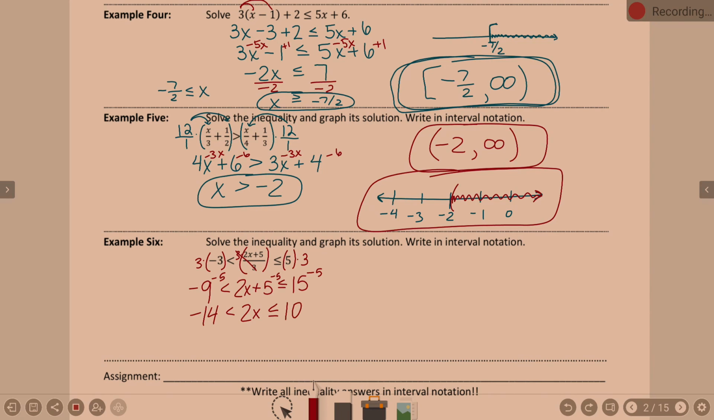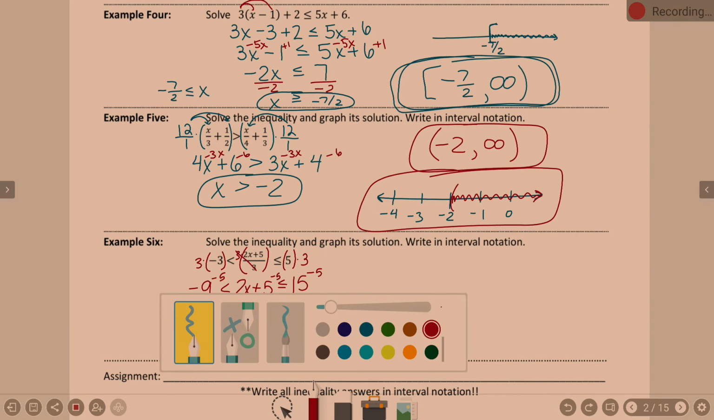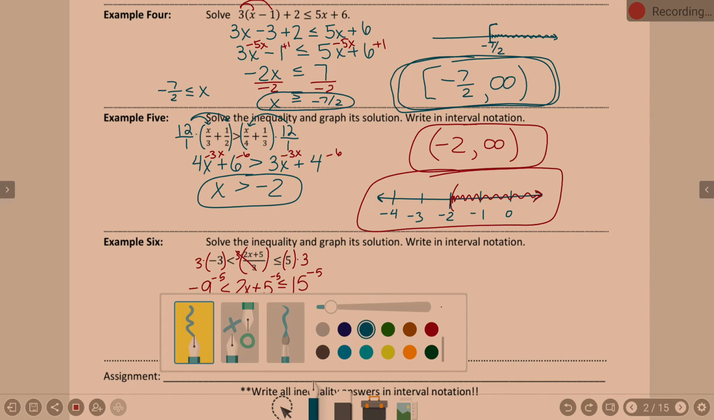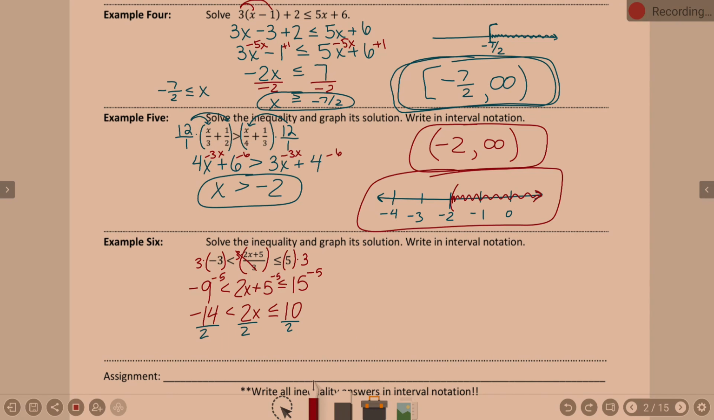And then divide by 2. Divide everybody by 2. Barring I haven't made any crazy math mistakes I didn't catch. -7 less than x less than or equal to 5.